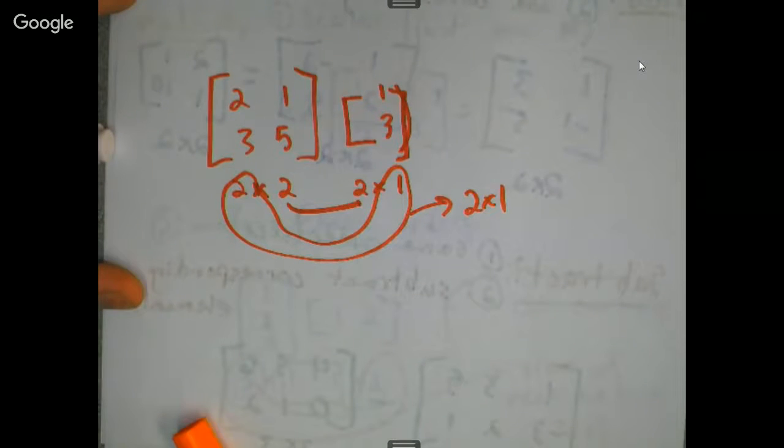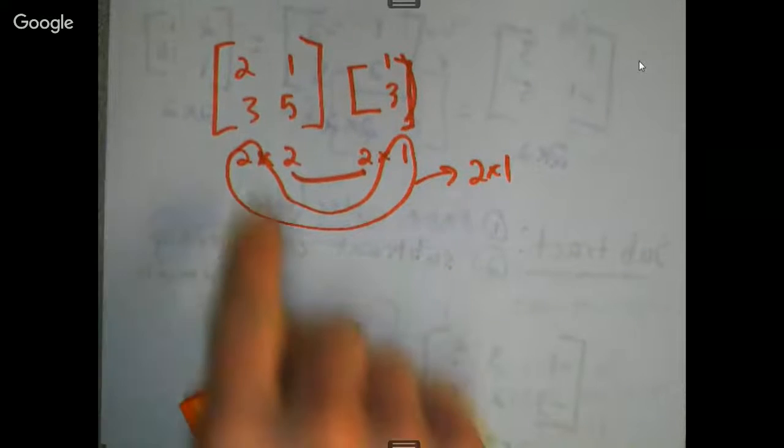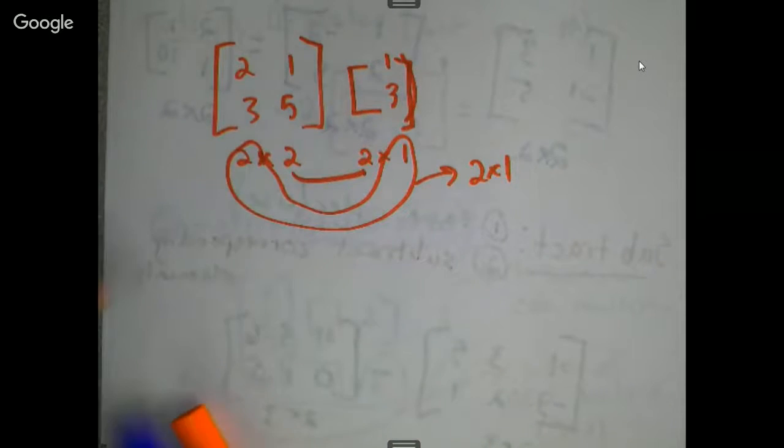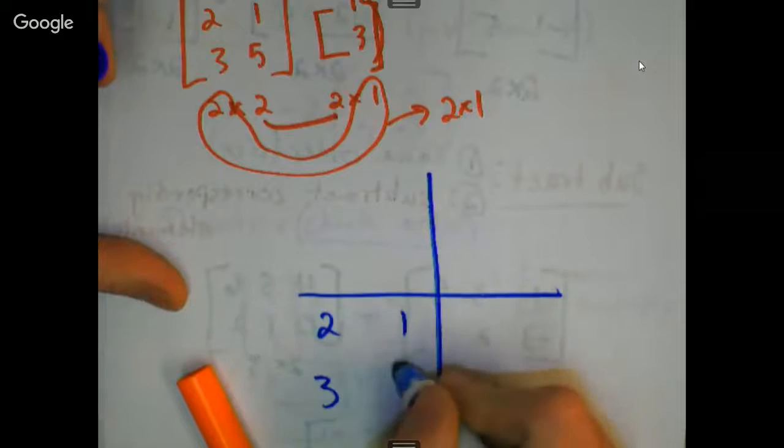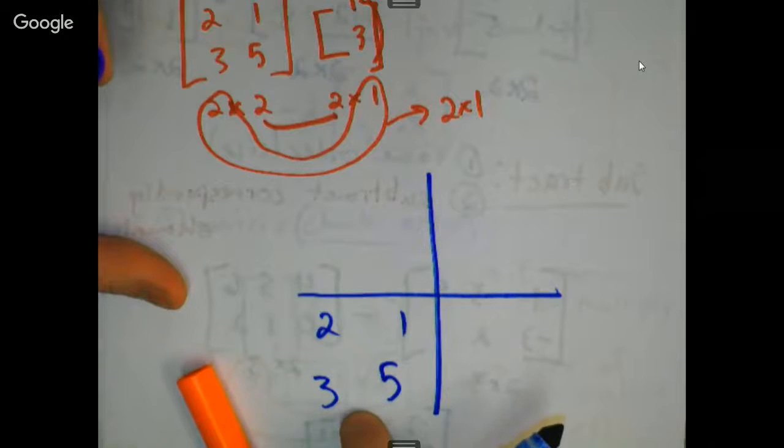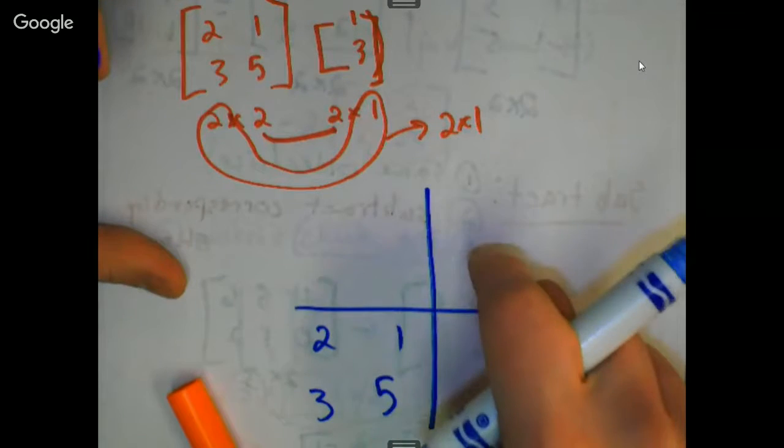Okay. Now, how do I get into multiplication? Super easy. Okay, let's say we want to multiply these two together. We're going to set up a little table, and the first matrix is going to go down here in the bottom left. The second matrix is going to go up here in the top right.